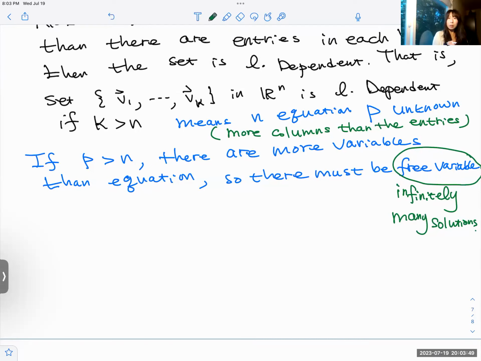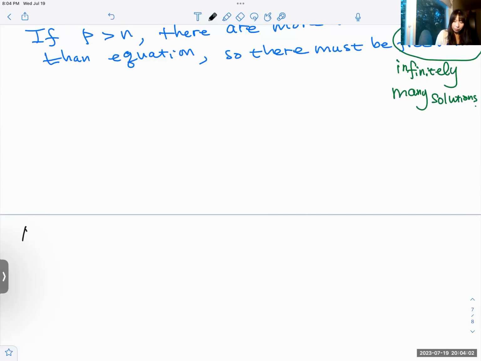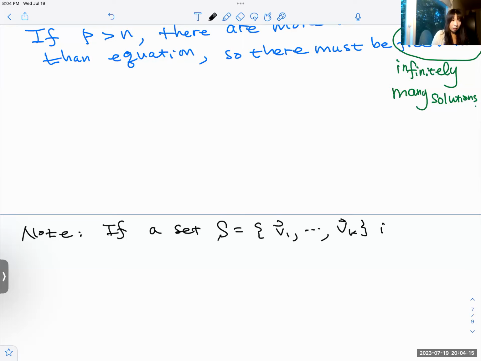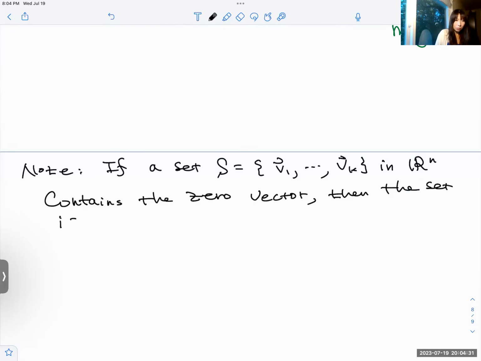Okay, so we have one more thing: the zero vector. If a set S equal to v1 to vk in Rn contains the zero vector, then the set is linearly dependent.